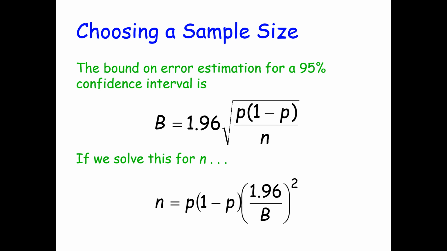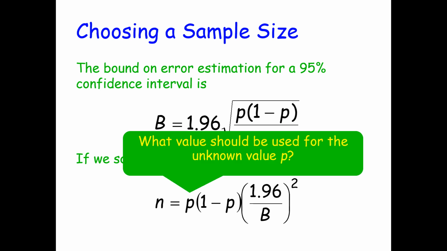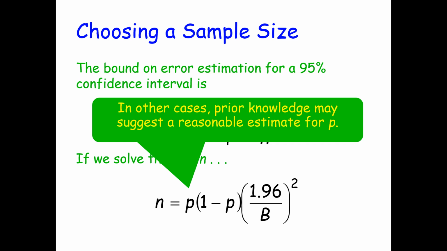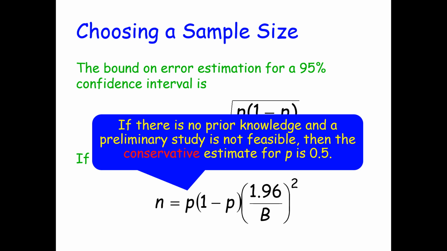Now, what value should be used for the unknown value P? Sometimes it's feasible to perform a preliminary study to estimate the value for P. In other cases, prior knowledge may suggest a reasonable estimate for P. If there's no prior knowledge and a preliminary study is not feasible, then the conservative estimate for P is 0.5.